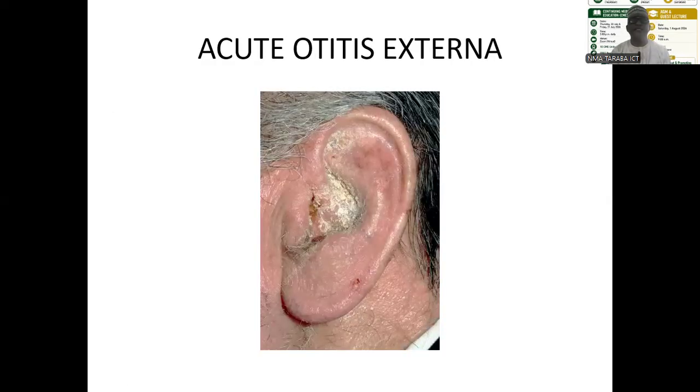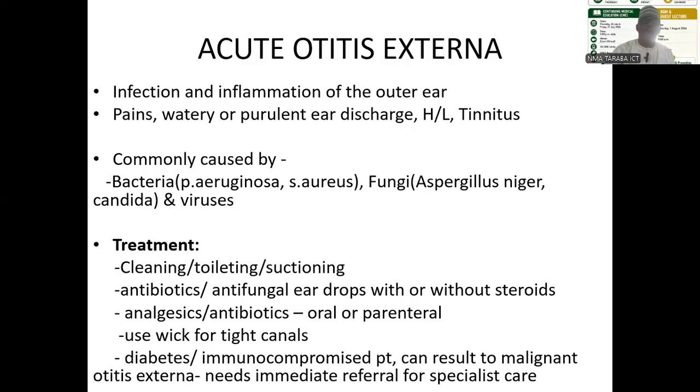Then acute otitis externa is one of the common conditions that patients present with in our general outpatient practice, especially at the emergency unit. When you look at this external ear, you see that the pinna is hyperemic, the external auditory canal is swollen and with a discharge around it. That is to show that this patient has acute otitis externa. They usually present with pain, hearing loss, and so on.